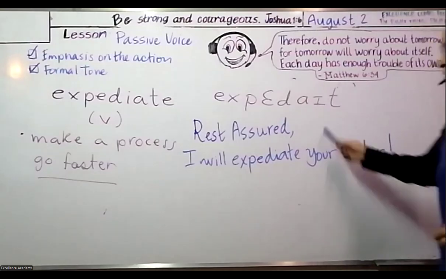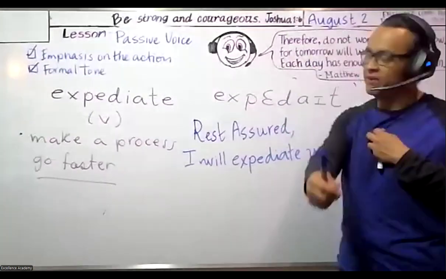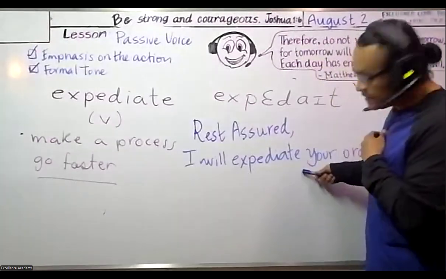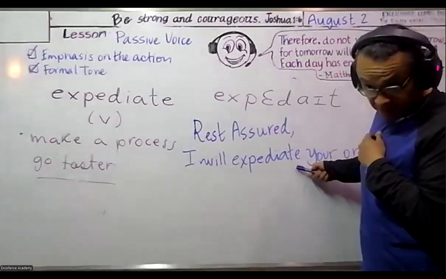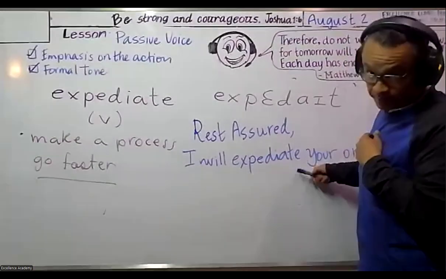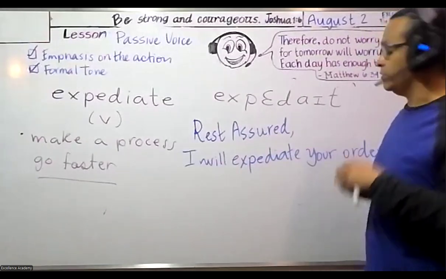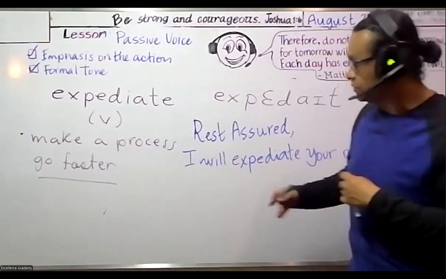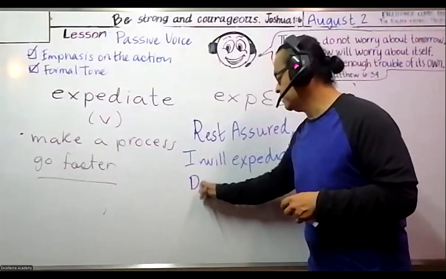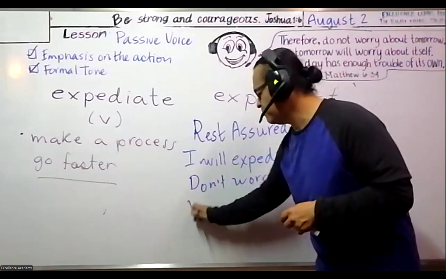Okay. Now, what are we doing with this? We're transmitting confidence. Remember, the assurance is to transmit confidence, but we're also telling the customer that we're going to make this process happen quicker or sooner, by making it our priority. So rest assured, I will expedite your order. Don't worry, you're my priority right now, right? Don't worry, you're my priority.